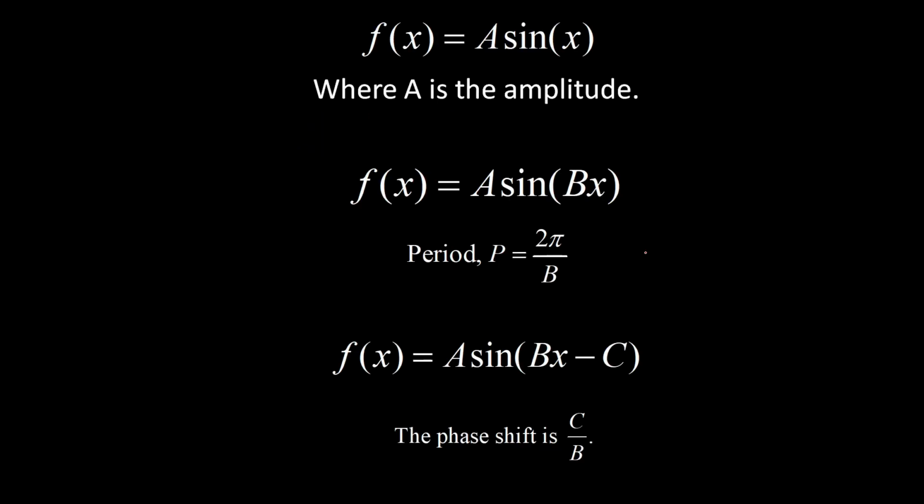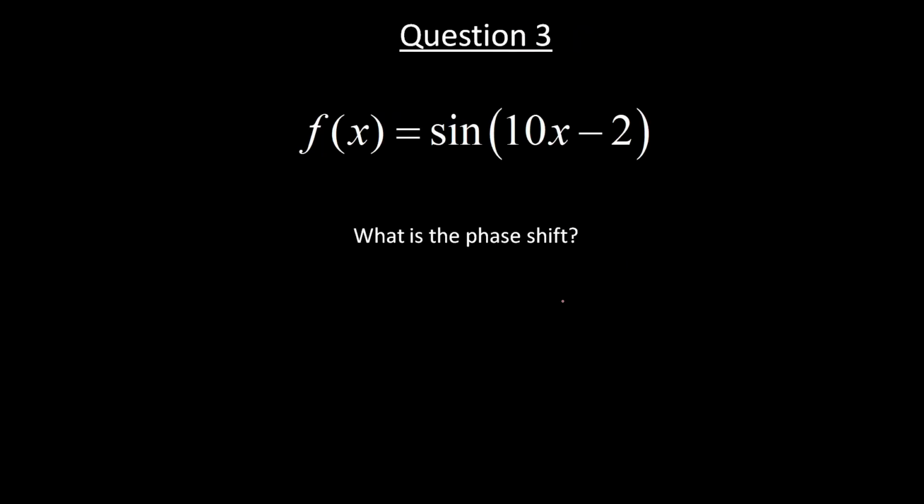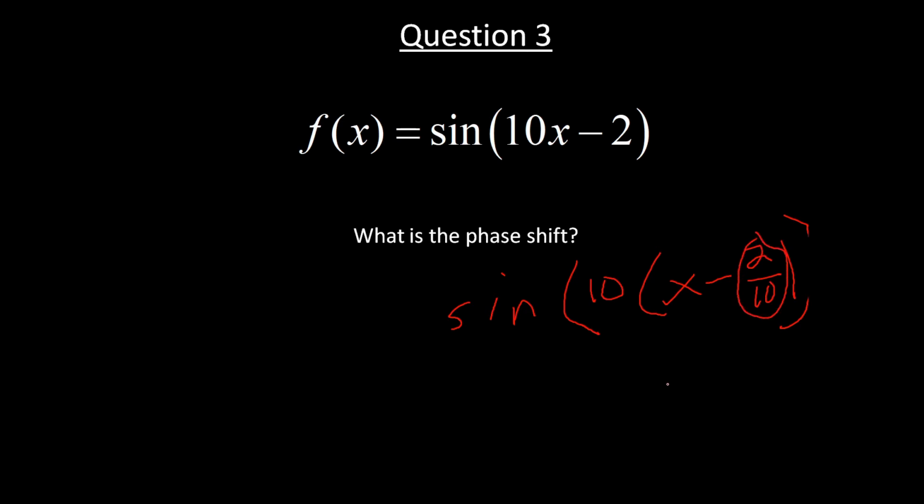So again, there's two ways you go about it. You could either factor. So if we factor out a 10, that's what we would get. Which means the phase shift is 2/10.